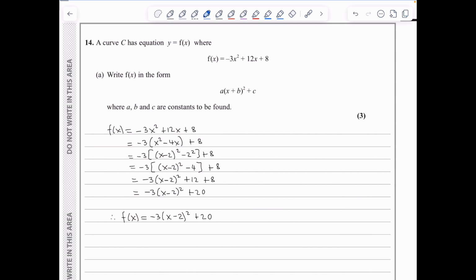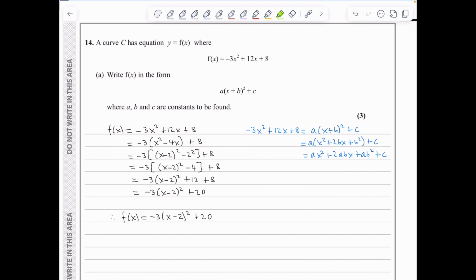Now, in case you are not comfortable with completing the square, an alternative is to use equating coefficients. So we're looking at minus 3x squared plus 12x plus 8 being equal to a brackets x plus b squared plus c. I will expand this to get ax squared plus 2bx plus b squared plus c, which gives me ax squared plus 2abx plus ab squared plus c.